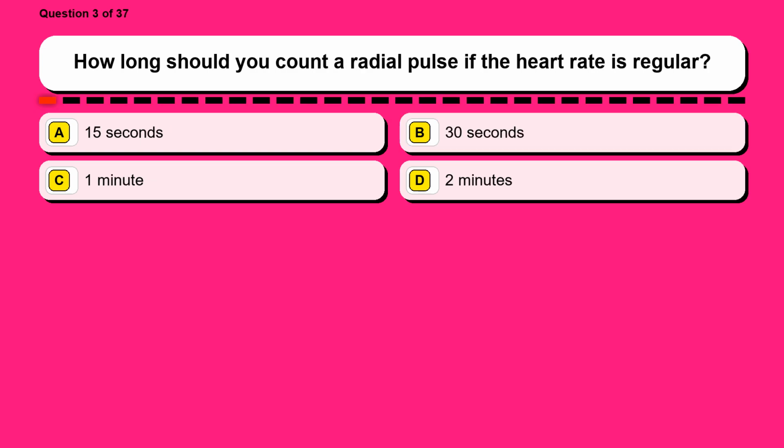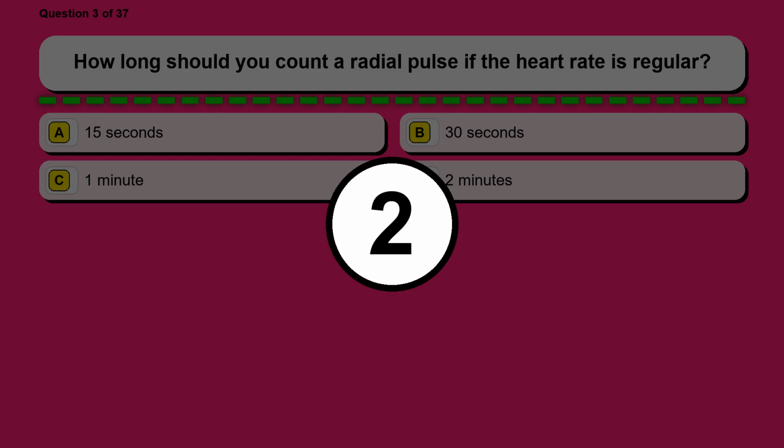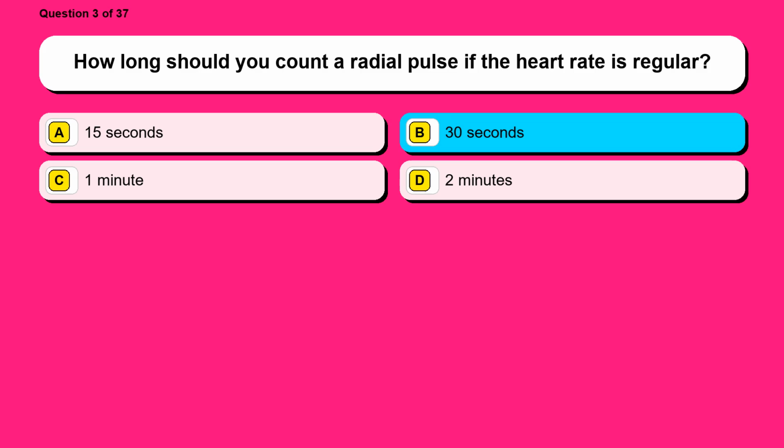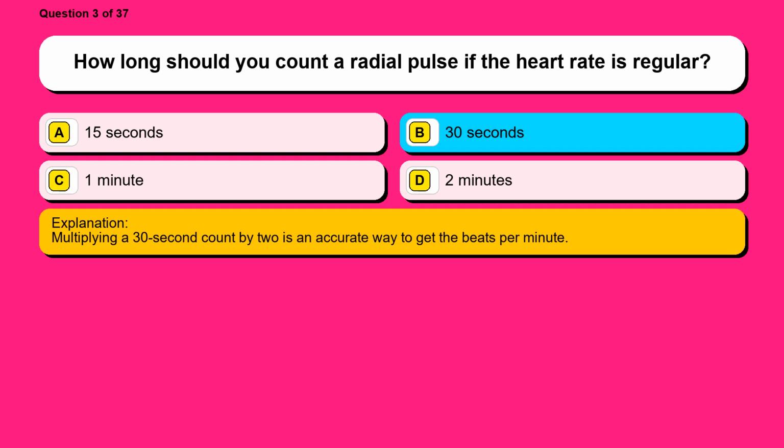Question 3. How long should you count a radial pulse if the heart rate is regular? Option A, 15 seconds. Option B, 30 seconds. Option C, 1 minute. Option D, 2 minutes. The correct answer is option B, 30 seconds. Multiplying a 30-second count by 2 is an accurate way to get the beats per minute.